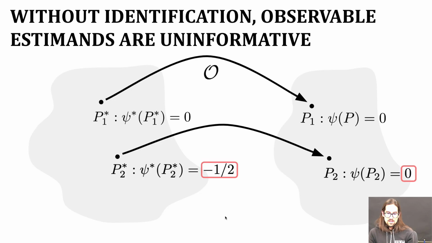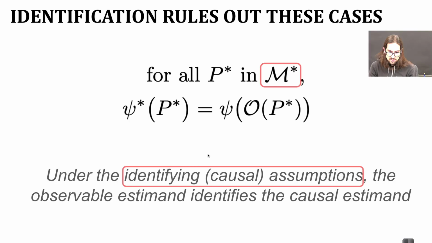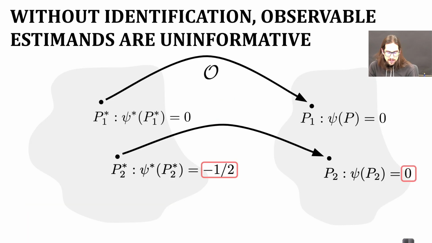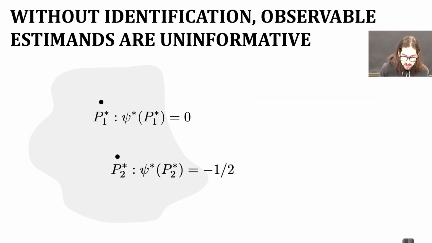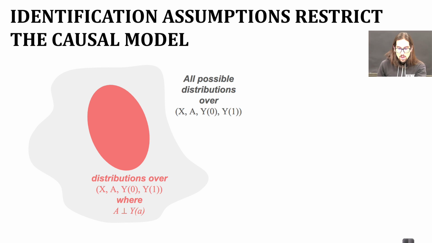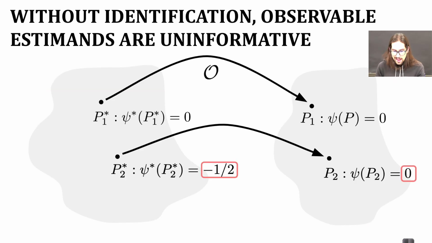So this is the problem, that we have a case where we cannot tell these two distributions apart, basically. We get the same observable ATE, even though the causal ATEs are different. But the identifying assumptions basically rule out those cases. So under the identifying assumptions, my whole point is just that we're ruling out the cases where this bad thing happens.